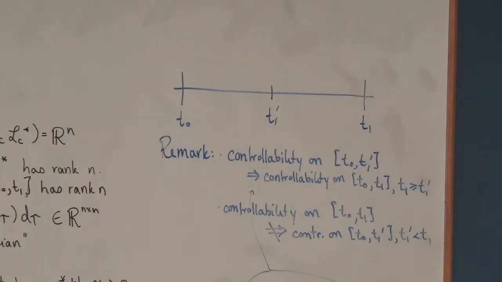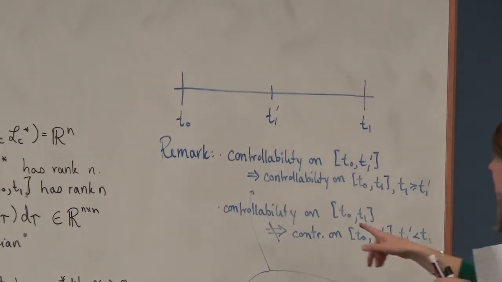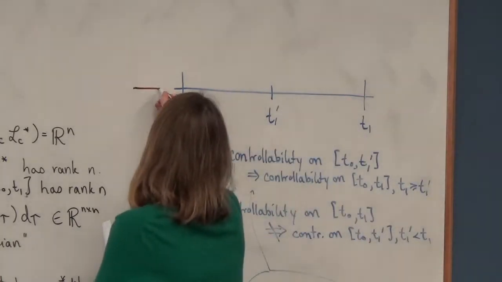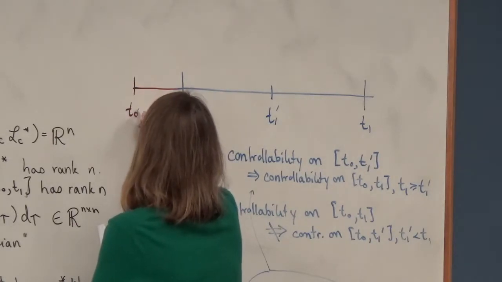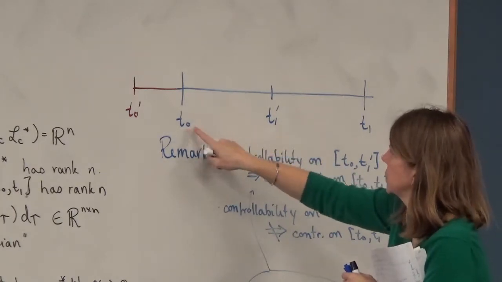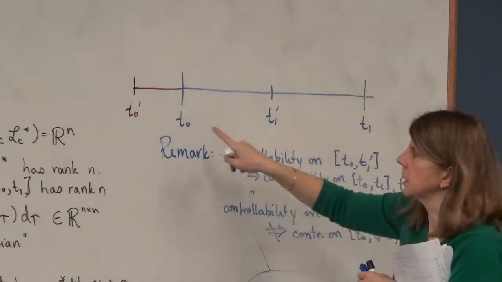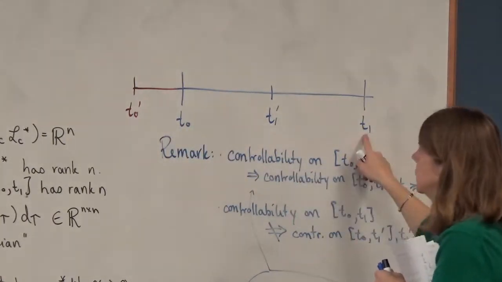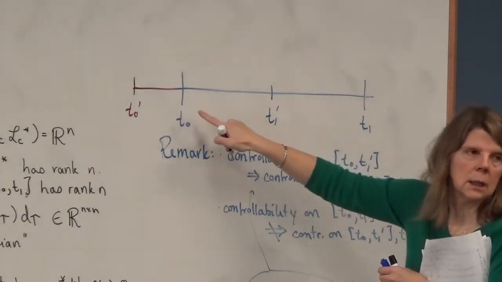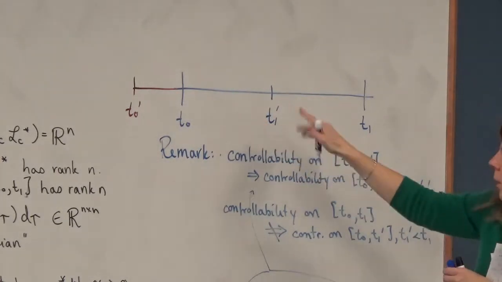And this also holds true if the starting time of the larger interval is before t0 as well, if the second interval is t0 prime. So now we want to go here. Suppose you had controllability on the time interval from t0 to t1 prime. Is it controllable from t0 prime to t1? Yes, it is. The way you would show that is what we were saying before.